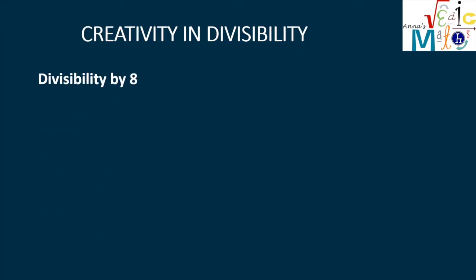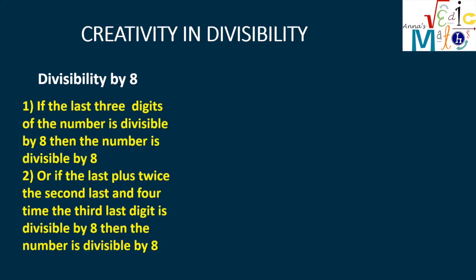Divisibility by 8. We take the last 3 digits and we check if they are divisible by 8. If yes, the number is divisible by 8. Or we sum the last digit and twice the second last, and four times the third last digit. If the sum is divisible by 8, then the number is divisible by 8.